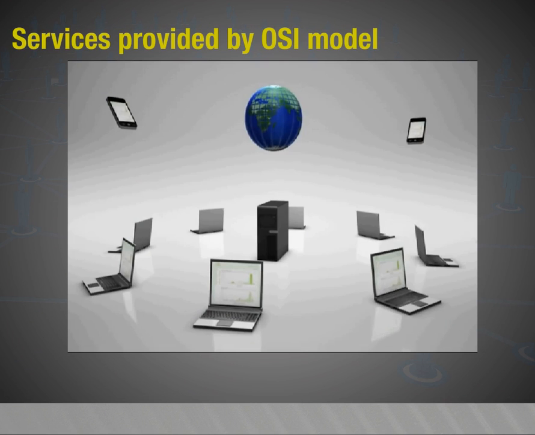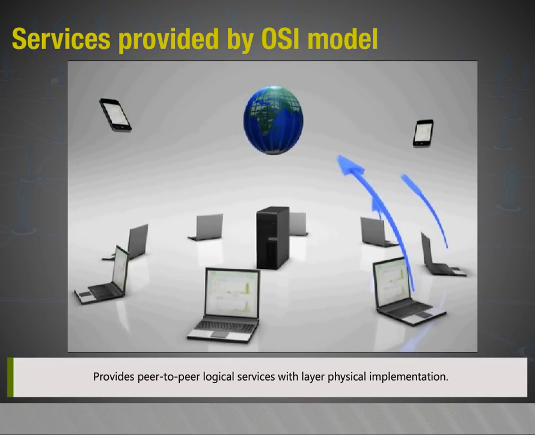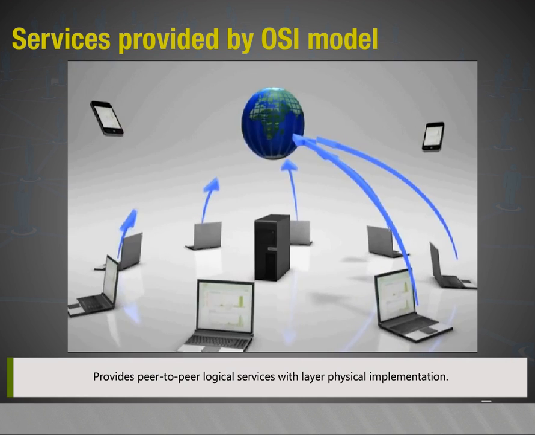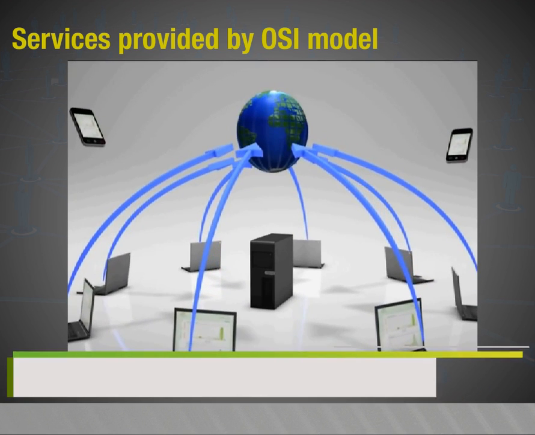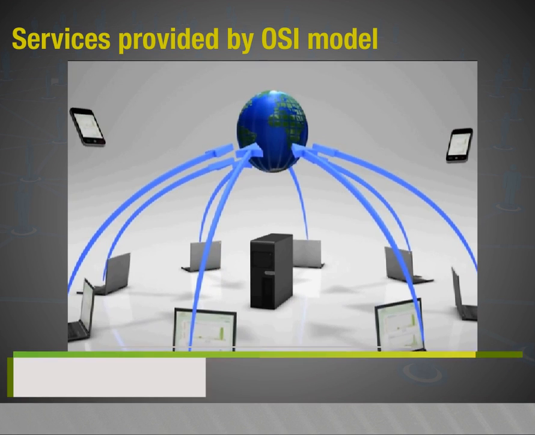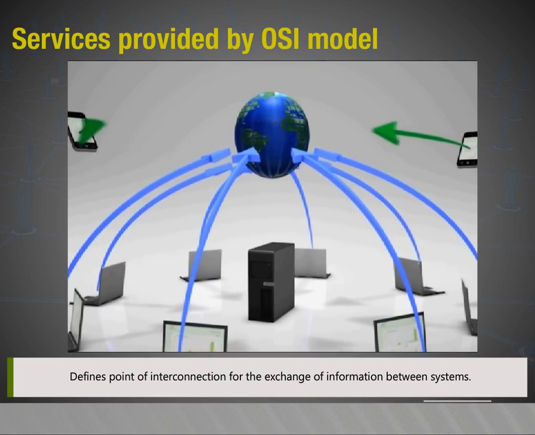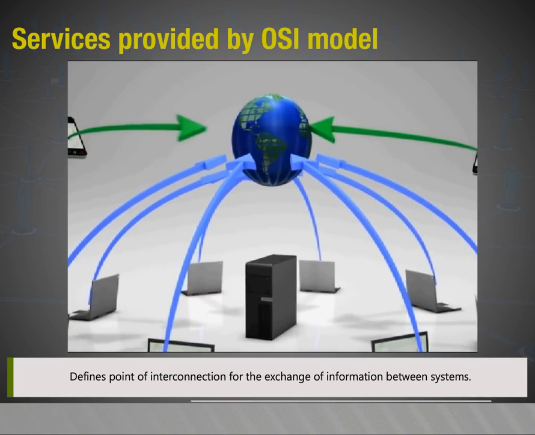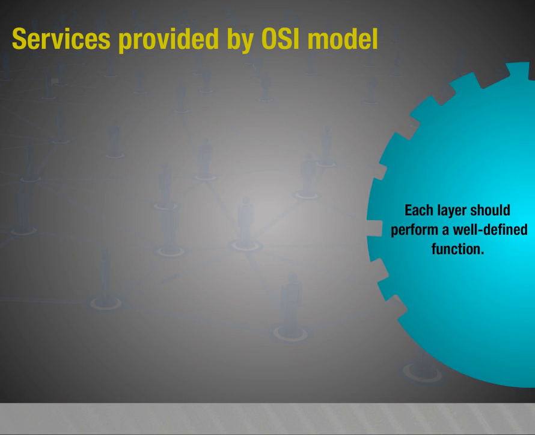Services provided by the OSI model. It provides peer-to-peer logical services with layered physical implementation. It provides standards for communication between systems. It defines points of interconnection for the exchange of information between systems. Each layer should perform a well-defined function.